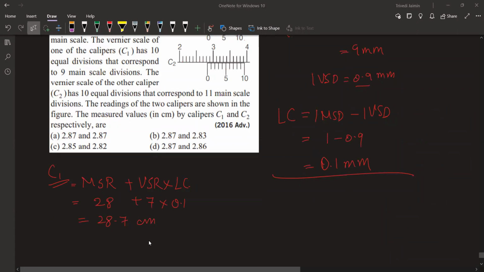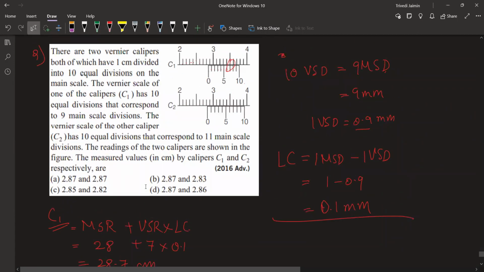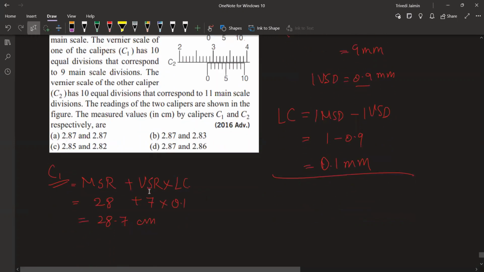Centimeter is your reading in C1. There is the answer B. Not centimeter, sorry, this we have calculated in mm, right? It is mm, I'm sorry. So if you divide, it is 2.87 centimeter. This is your first. Now second.